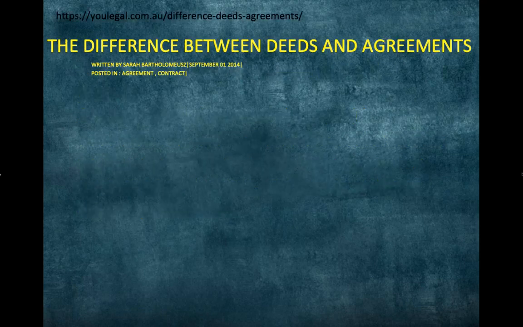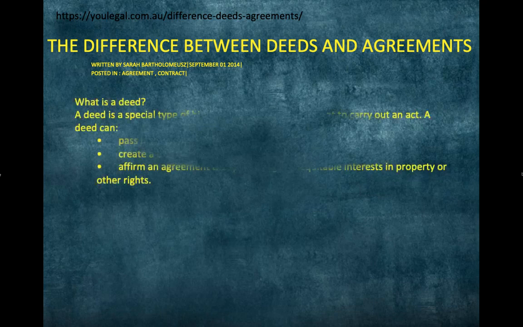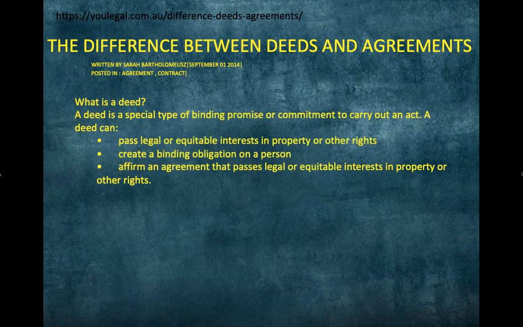Now, the difference, I've got the website up there where you can find this, but the difference between deeds and agreements. What is a deed? A deed is a special type of binding promise or commitment to carry out an act. A deed can pass legal or equitable interest in property or other rights. A deed can create a binding obligation on a person, and you know who the person is, it's the fiction. A deed can affirm an agreement that passes legal or equitable interest in property or other rights.